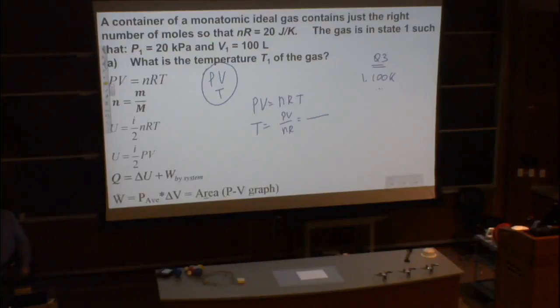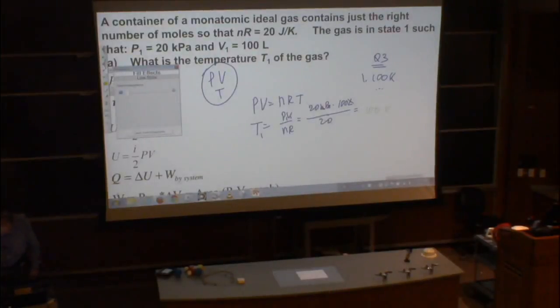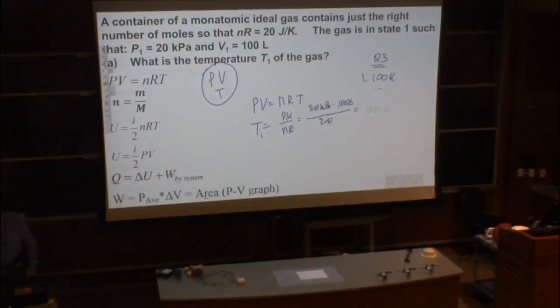So we need to apply this equation to state number one: 20 kilopascals, 100 liters, divided by a convenient number. As we know, kilos and liters cancel each other. And 20 and 20 cancel each other. So what's left is 100 Kelvin.